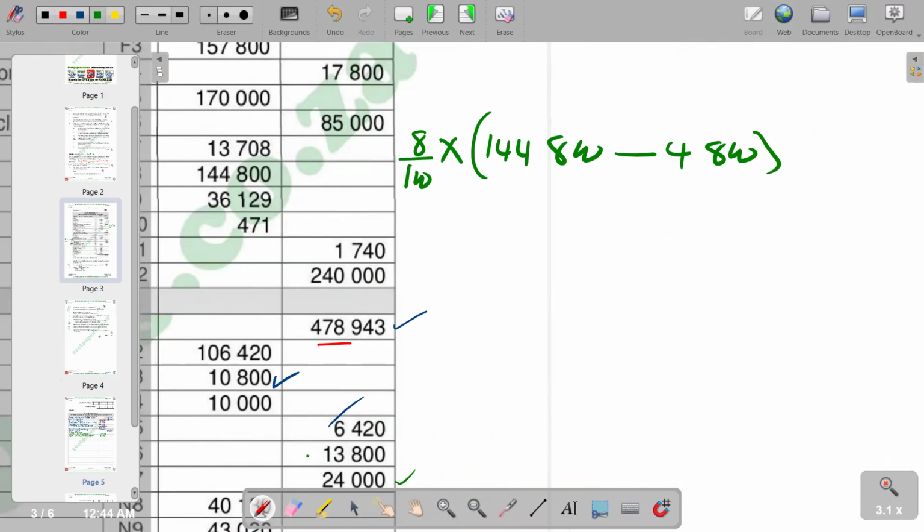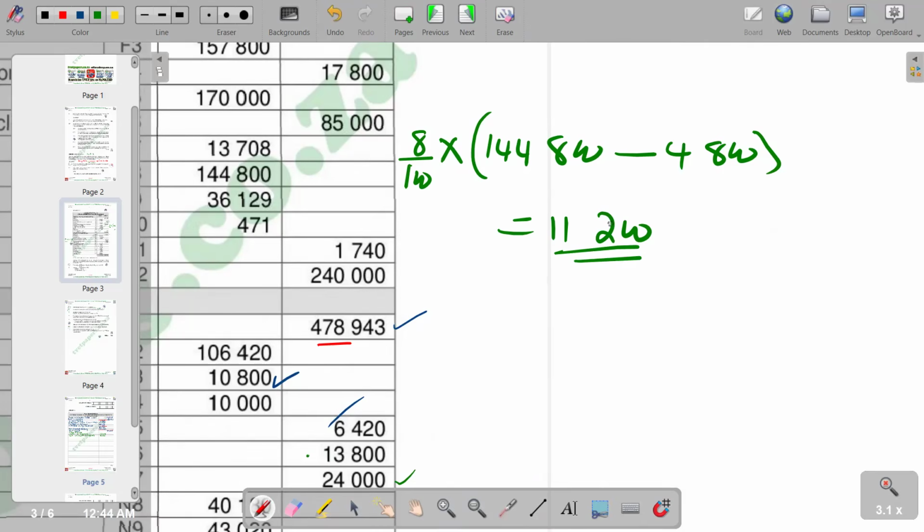So with that, we can find the current level of provision for credit loss or the allowance for credit loss. So with that, I will try to calculate to see what we are getting. So you get 11,200. So this is at the current level of provision for credit loss.